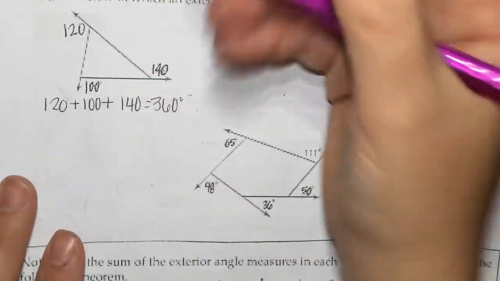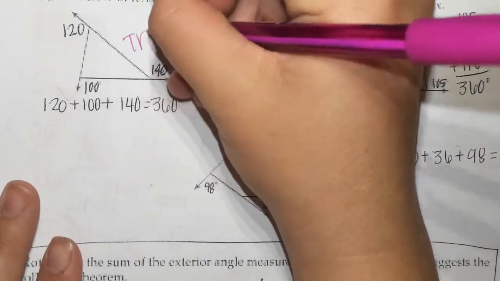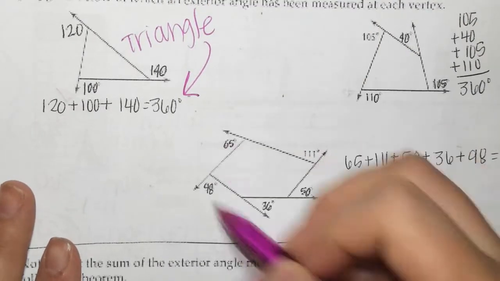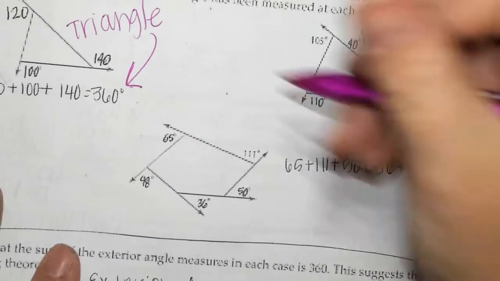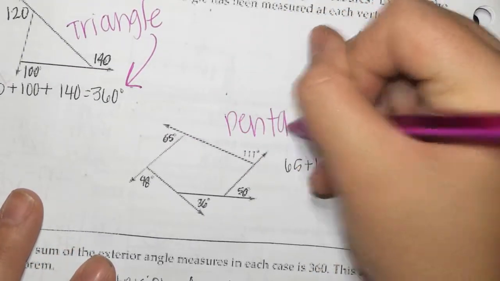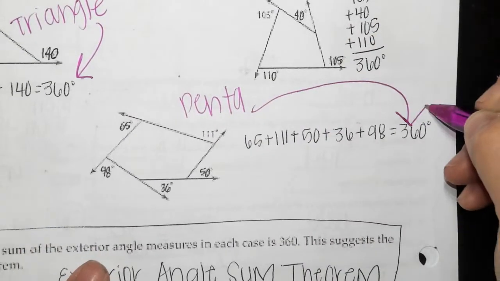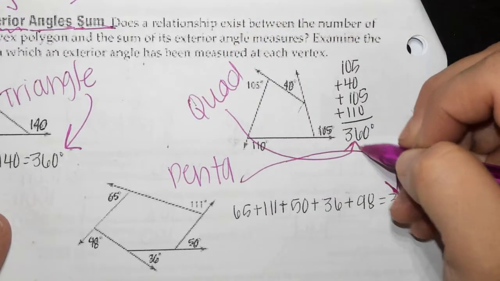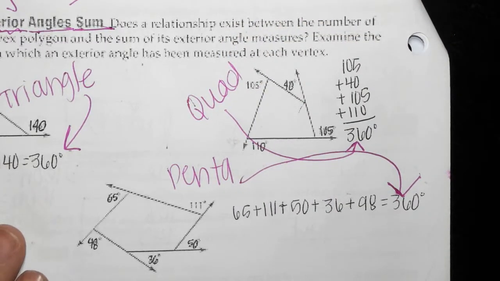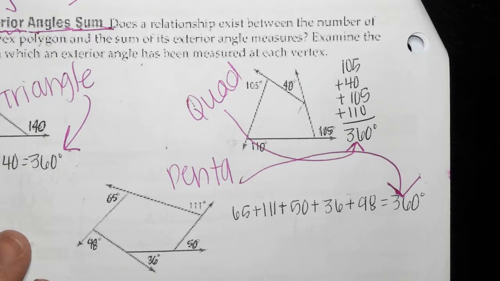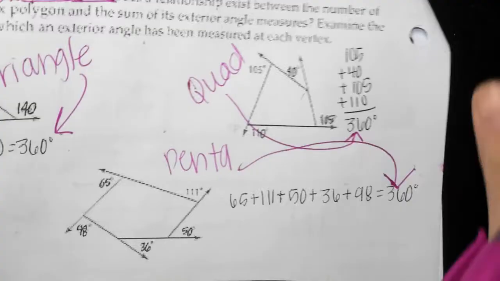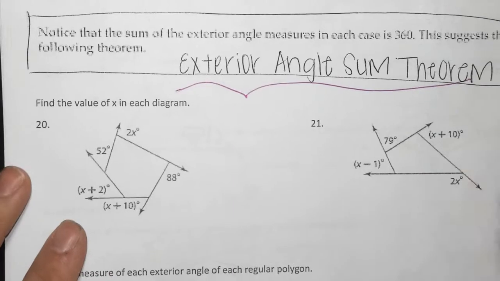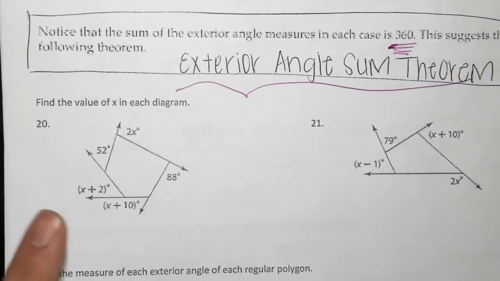What kind of polygon is this? Triangle. And its exterior angles equal? What kind of polygon is this? Penta. And what is it equal? What kind is this? Quad. And what does it equal? Every polygon's exterior angles equal 360. Every kind. Okay? So by the exterior angle sum theorem, we know this. And we don't have to prove it. It's already proven for us.